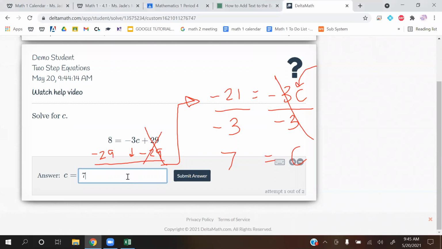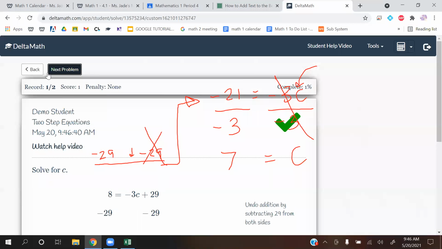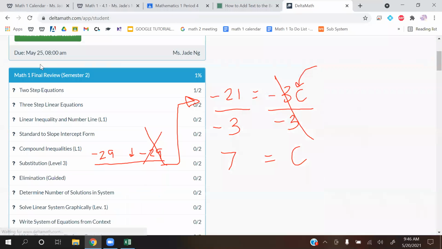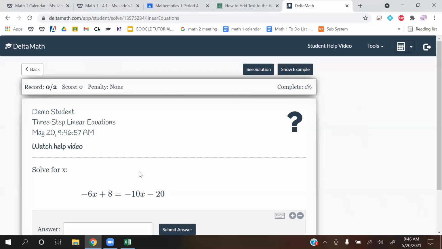Now, your situation will probably look different because we have different problems on Delta Math, but here's just your example. Write it down or take a picture of it, however you need to use it for your notes because the final is open notes. Okay, submit. Cool, so that was our first example, and I'm only going to do one example of each because remember, you also have the watch help videos and the show examples, and technically you have my old videos on my website. So we only have limited time, so I'm just going to do one example of each type.